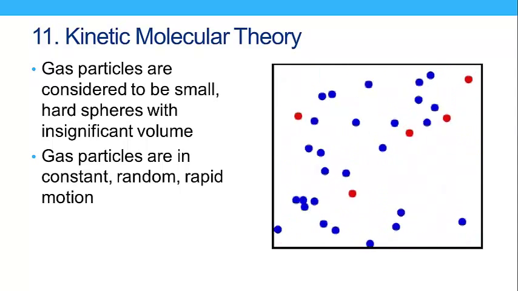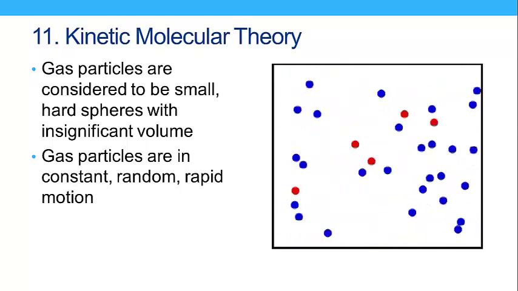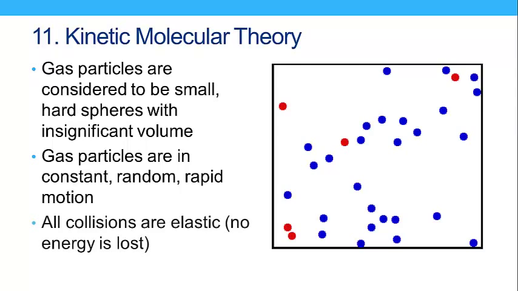If you look at the animation here, we see that the particles are traveling in straight line paths until they collide with something else, in which case they're going to change their direction. And all of the collisions are elastic. That means that the total amount of energy is going to remain constant. None of it is going to be lost in that collision.